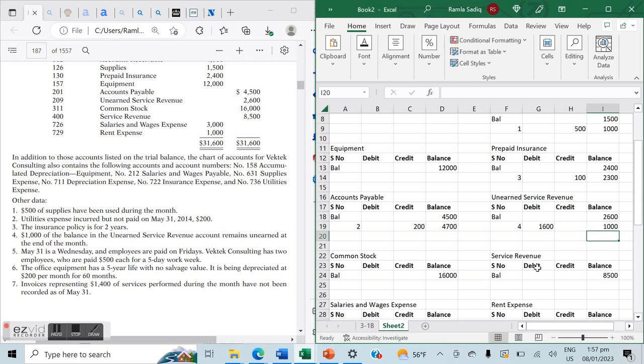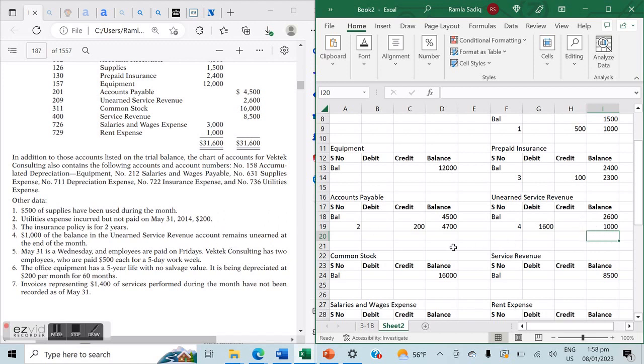And just a real quick reference there, if you go back to the transaction number 4, it says $1,000 of the balance in the unearned service revenue account remains unearned. So when you do the mathematics for the balance over here, it gives you the exact statement, so you know that you're on the right track.